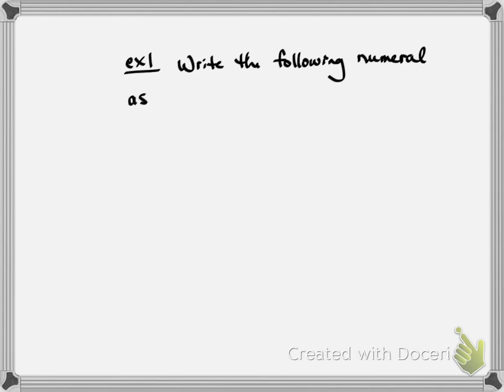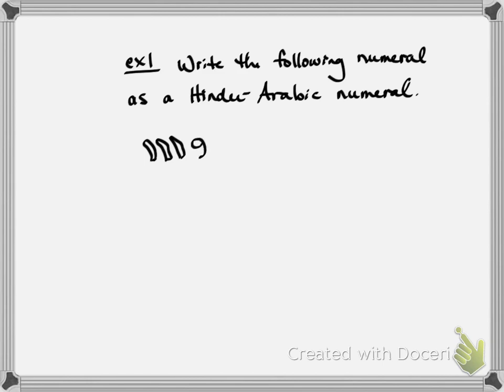So, example one. Write the following numeral as a Hindu Arabic numeral. The Egyptian numeral is pointing finger, pointing finger, pointing finger, pointing finger, scroll, scroll, scroll, heel bone, staff, staff, staff, staff. And we have to write the Hindu Arabic number that matches this. So the first thing you're going to do is look for the pointing finger symbol, and you will see that it represents 10,000.